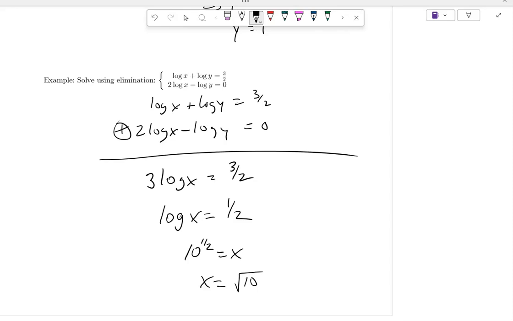We also need the y value. Now, it's probably a little bit easier to do your substitution back, not all the way back to here, but look at this. I've got log x equals 1/2, right? I can just plug that into the first equation and replace the whole log x with 1/2. So if x is equal to root 10, we would have 1/2 plus log y.